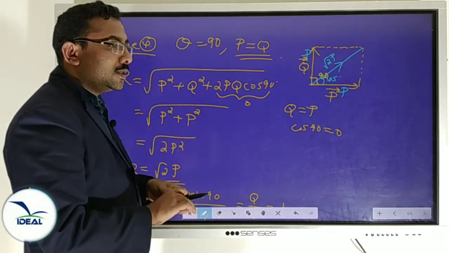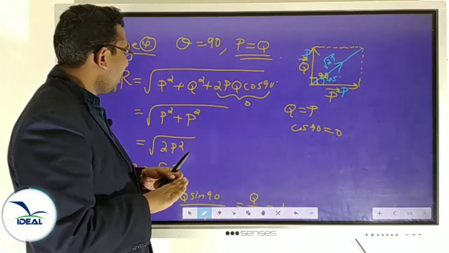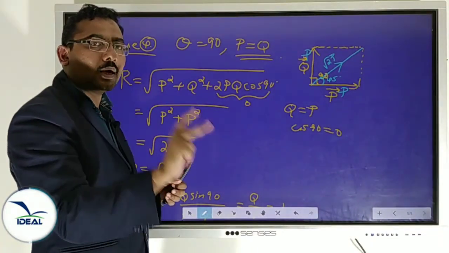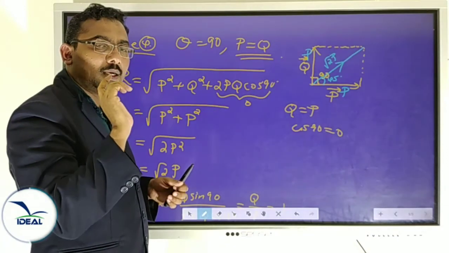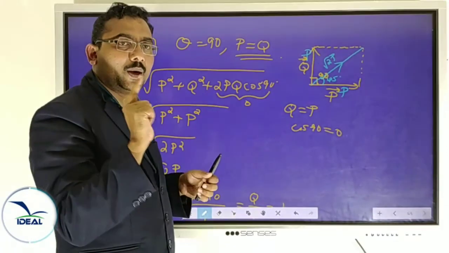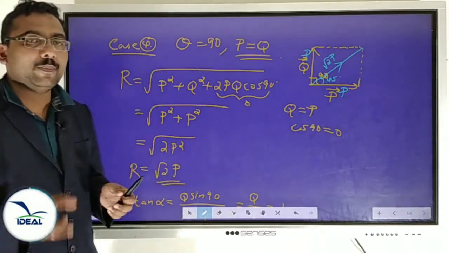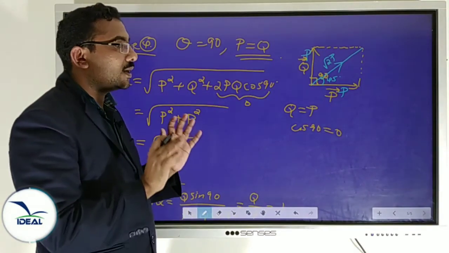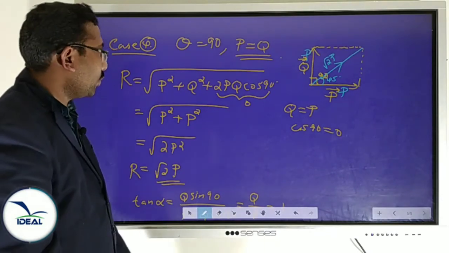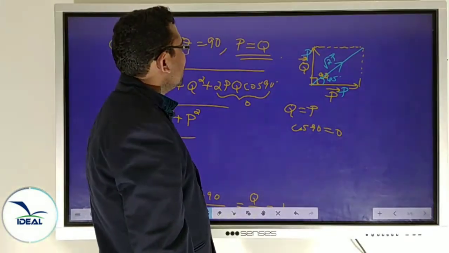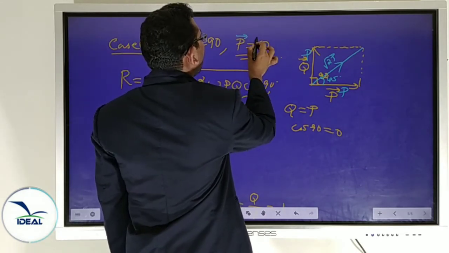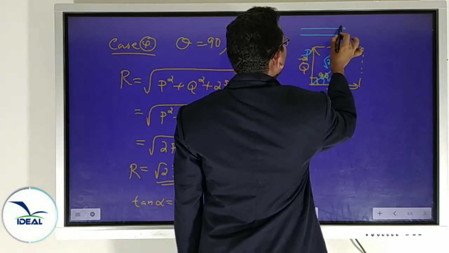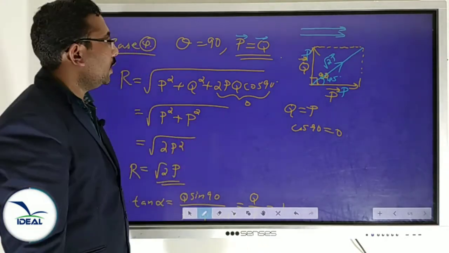So remember these special cases. Okay, four cases. First case, theta equal to 0. Second case, theta equal to 180 degree, and the vectors are antiparallel. Third, theta equal to 90 degree. Two vectors are acting perpendicular. Fourth case, theta equal to 90 and P is equal to Q. That is, two vectors are acting at 90 degree and two vectors are equal magnitude. Okay. If vector P is equal to vector Q, then what is the meaning? Vector P is equal to vector Q meaning two vectors are like this, equal magnitude, equal direction.